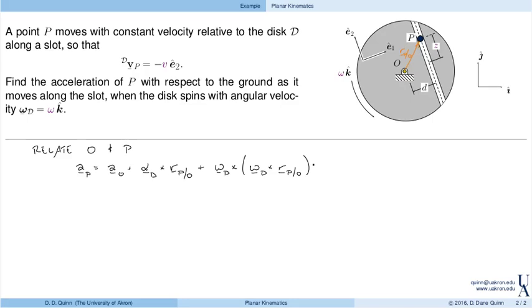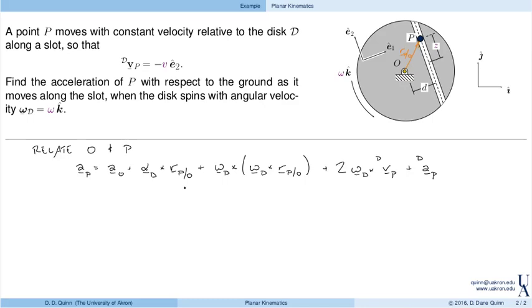And then finally, because P is moving in the disk, we have two additional terms. One is the Coriolis term, which is 2 omega cross the velocity of P with respect to the disk. And this is very important. This is not the velocity of P with respect to the ground, but it's the velocity of P with respect to the disk, which was given to us in the problem statement. And then finally, we have the acceleration of P with respect to the disk. So all five of these terms combine to give us the acceleration of P with respect to the ground.